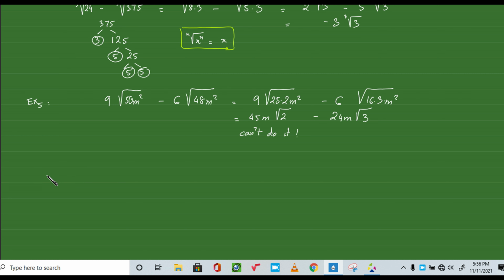Now let's do another one. How about this one here? Example number 6. What if I have the third root of 135 x to the 7, minus the third root of 40 x to the 7. Okay.